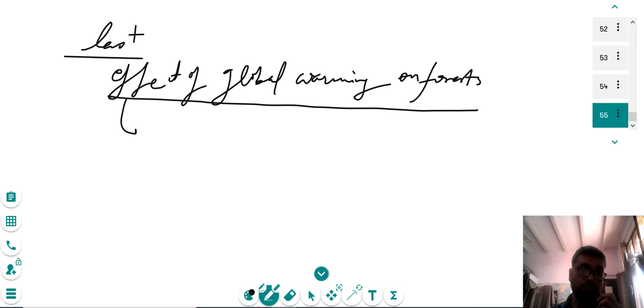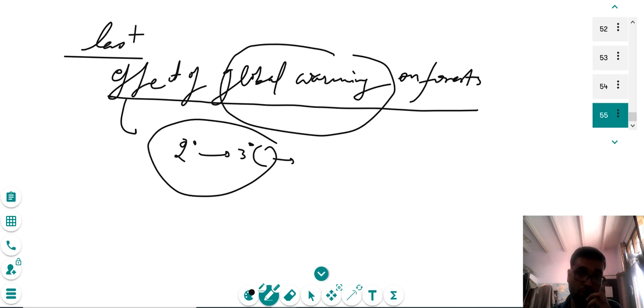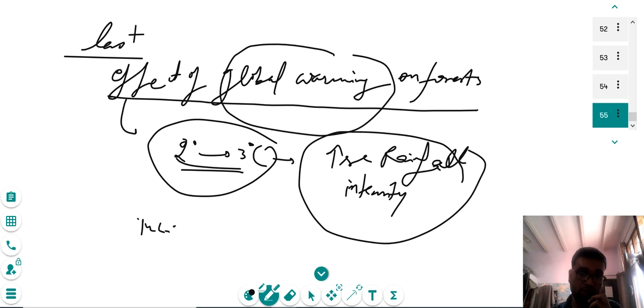So see what happens in global warming: the temperature of the globe will increase by somewhere from 2 degrees to 3 degrees centigrade, and this temperature increase would lead to an increase in the rainfall, right? So there would be an increase in the rainfall intensity, and this rainfall intensity, along with the temperature increase, increases the susceptibility of forest.